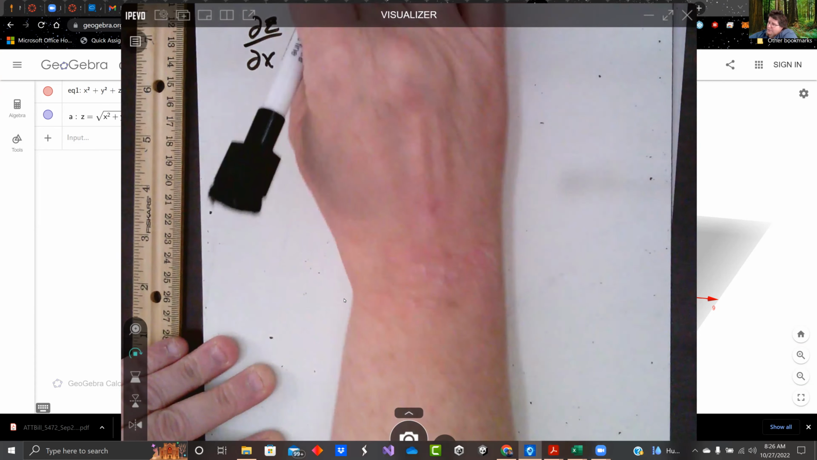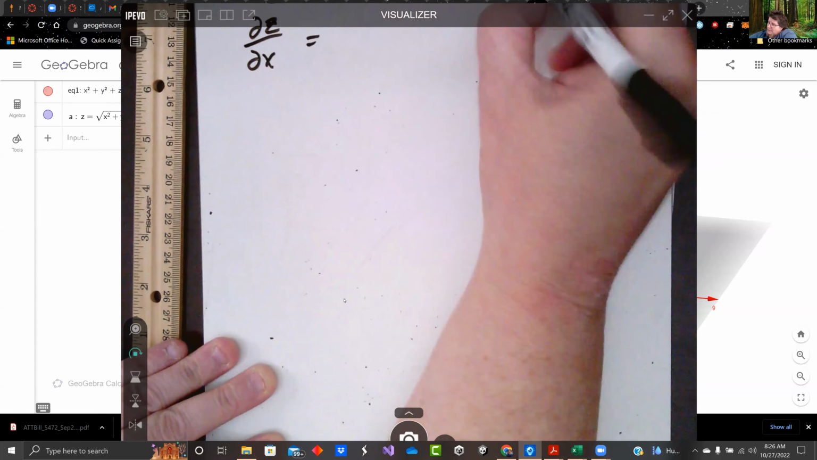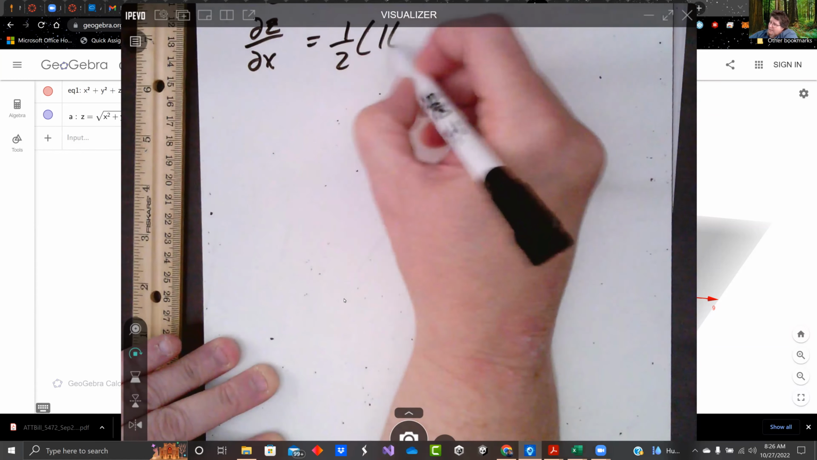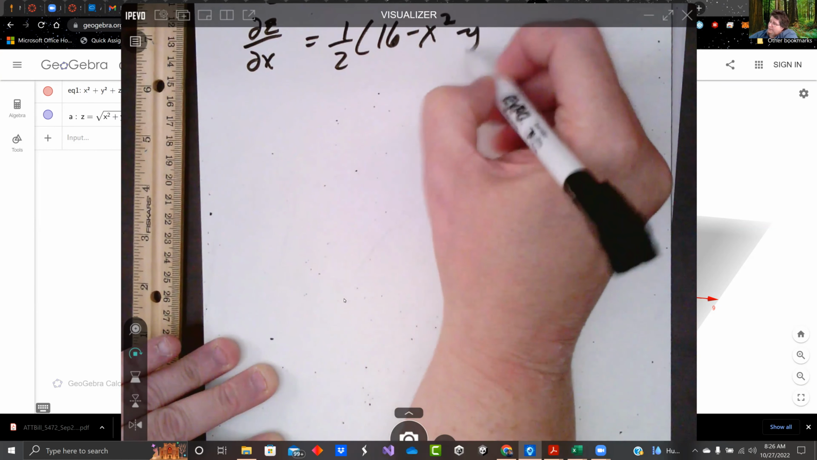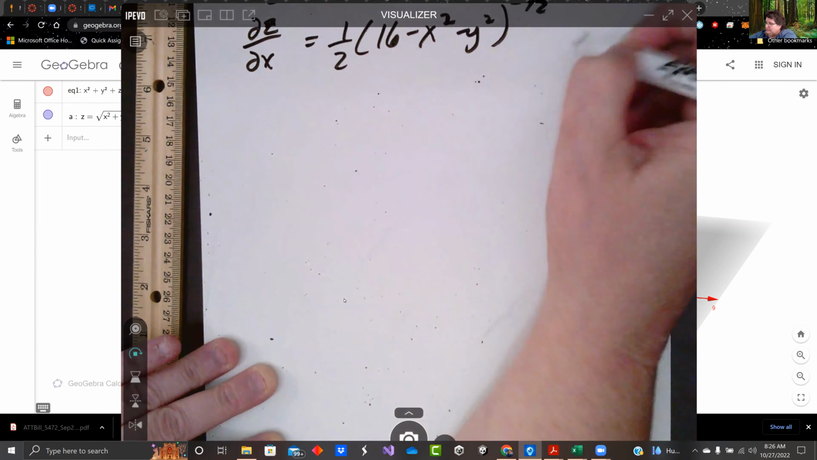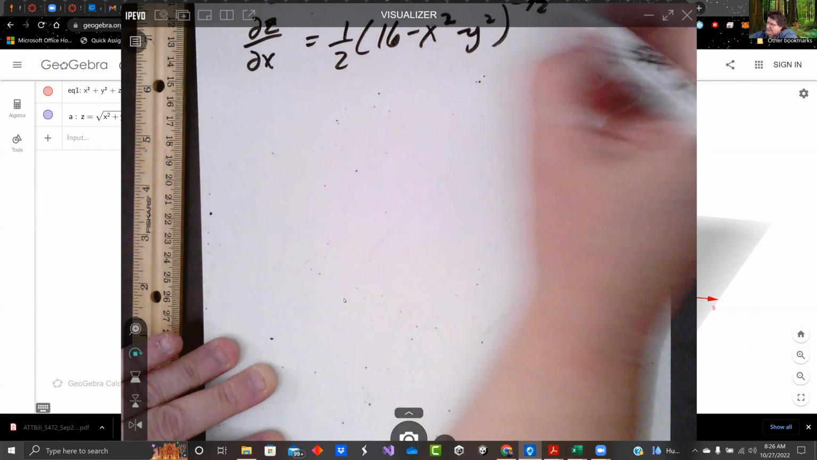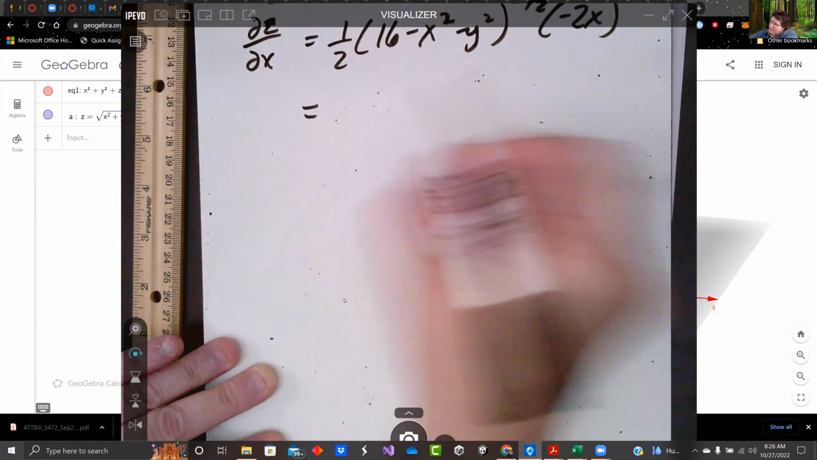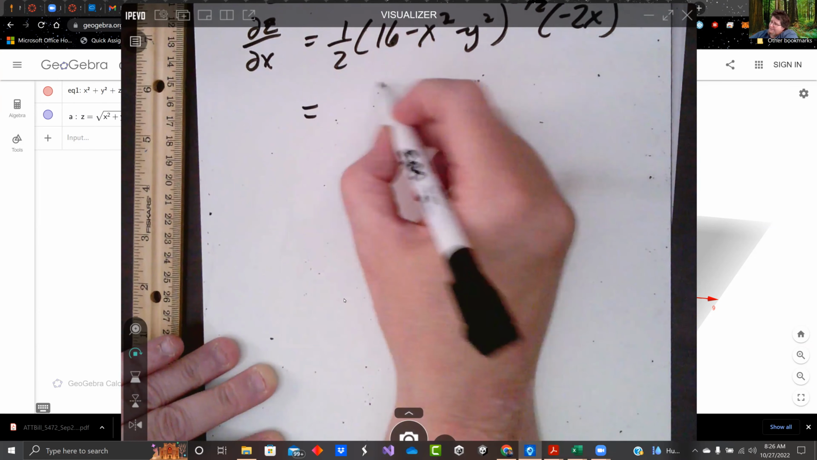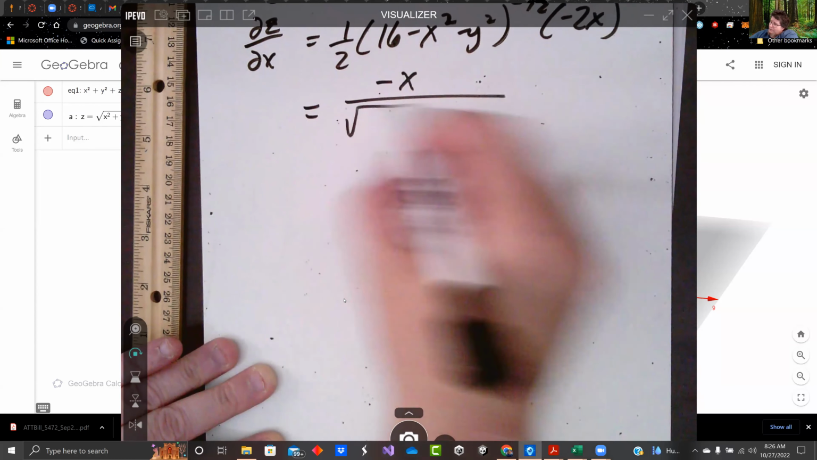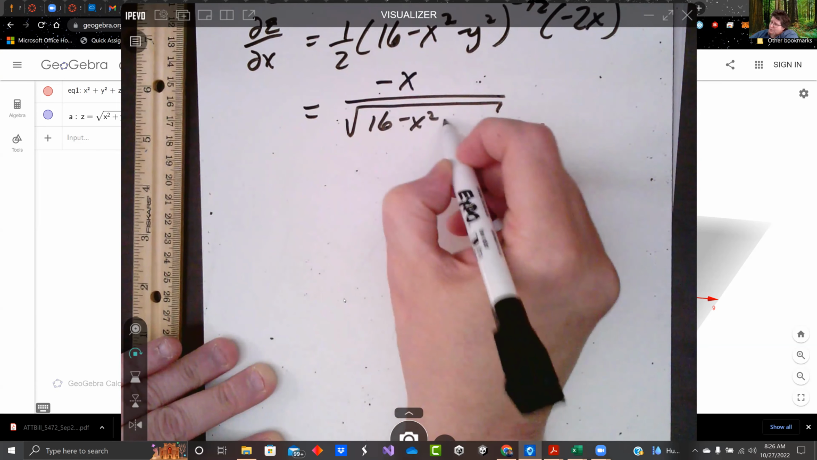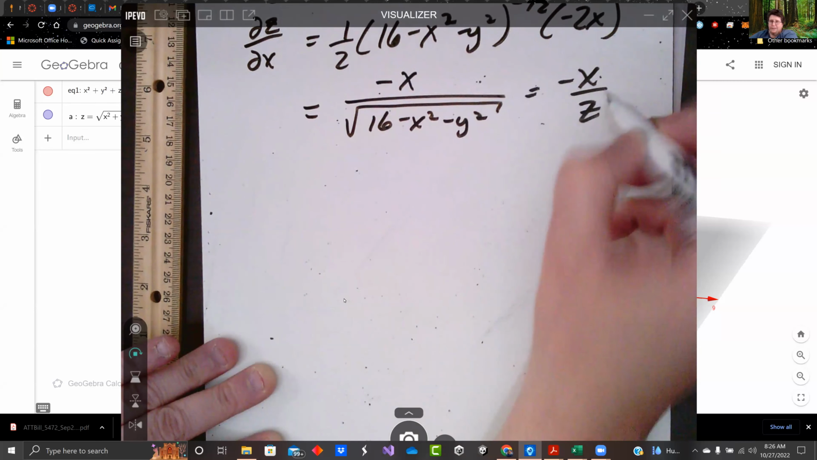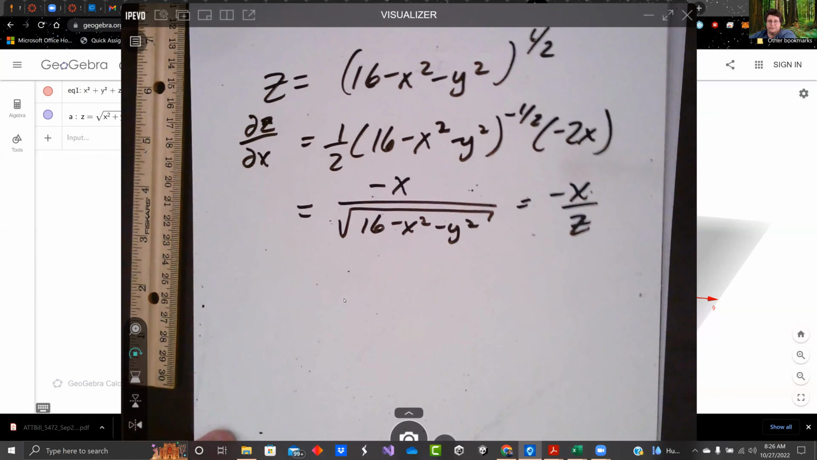This is the same thing to the 1/2. So I bring down the 1/2. This goes to 16 minus x squared minus y squared to the negative 1/2. And then I do the derivative of the inside, which is negative 2x. So I got a 2 and then 2 here, they cancel. I got negative x on top, the square root of 16 minus x squared minus y squared on bottom, which is the same as the negative x over z that we got from the implicit differentiation. Sorry, I was off the screen.